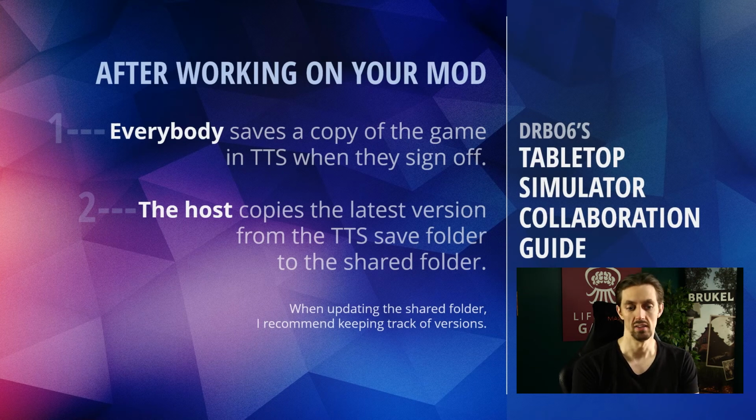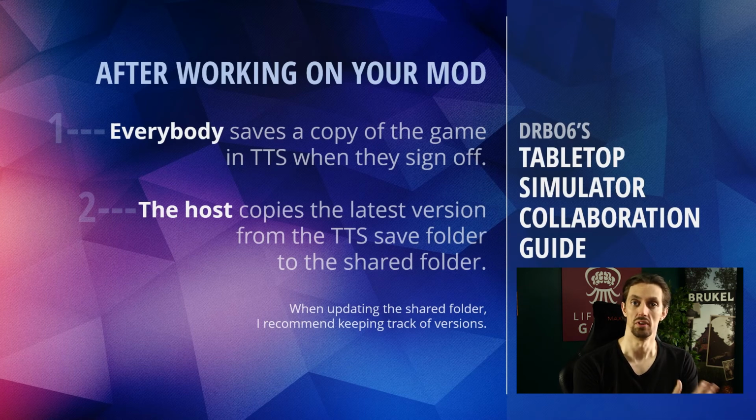I also recommend whenever you update the shared folder, maybe keep track of the versions that you are using. As I've been saying earlier in this video, I'm using V1, V2 every time I save. Alternatively, you could just make folders that say version 1, version 2, and so forth. I would strongly recommend to do that really, because if anything goes wrong, a save file gets corrupted or something, you can always go back to a previous version. All right, so after you're working on your mod, this will ensure that your save file is accessible to everyone.